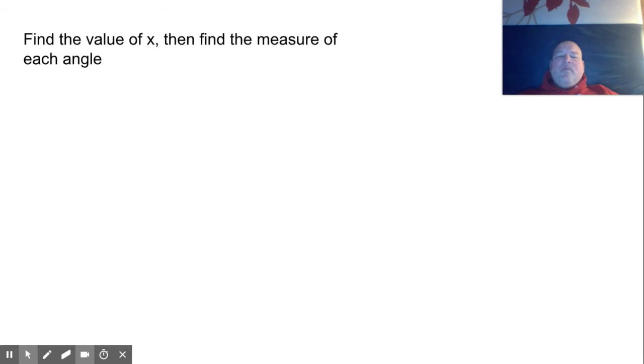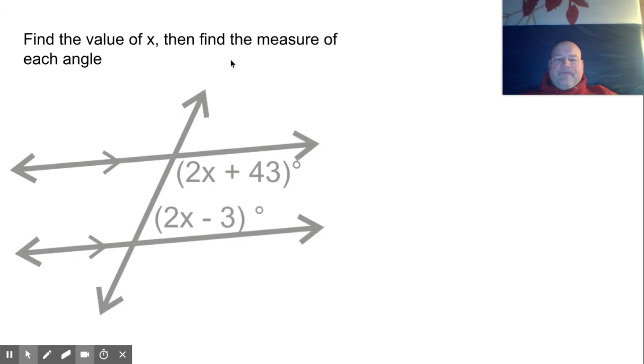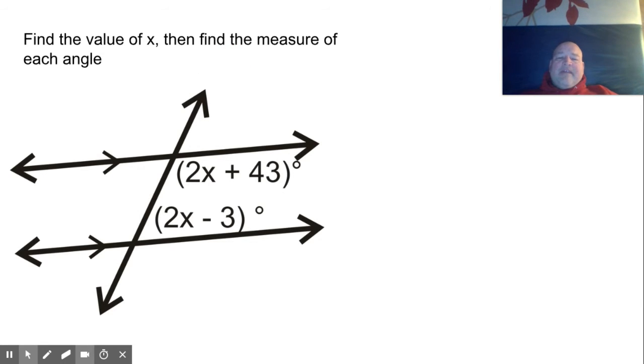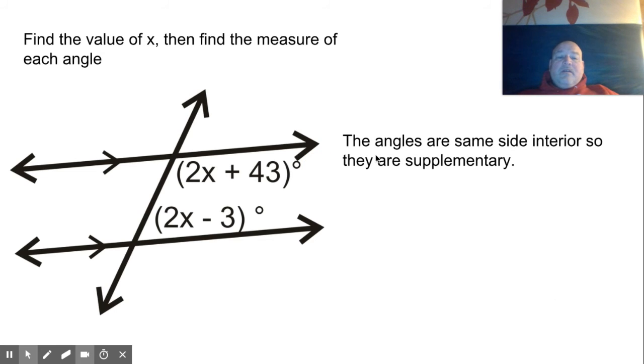In our last example, we have to use the value of x, then use it to find the measure of each angle. So your task, again, notice the arrows in the middle of the lines indicating that they're parallel. What special pair of angles are these? They are the same side interiors. What's the relationship? They're supplementary. And that's the task that you have to do: recognize what special pair of angles you're given, and then use the relationship.